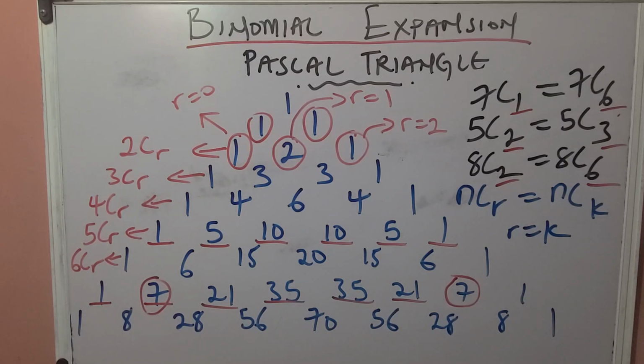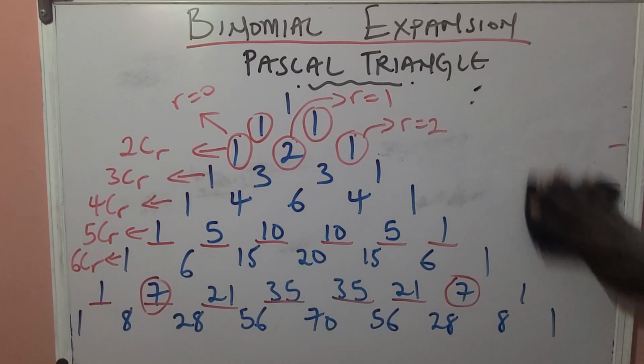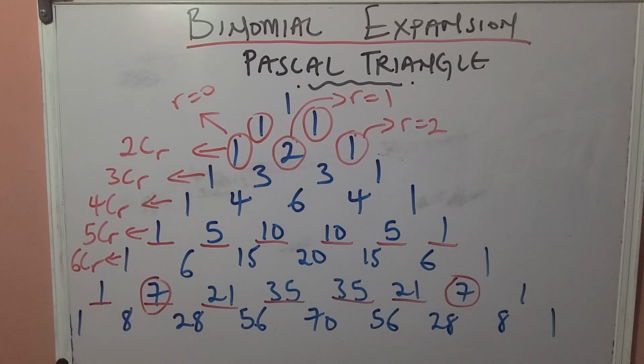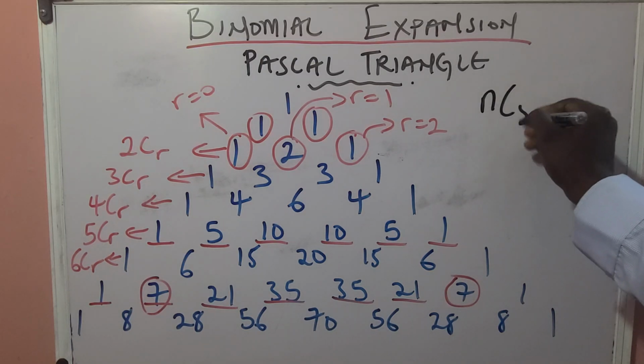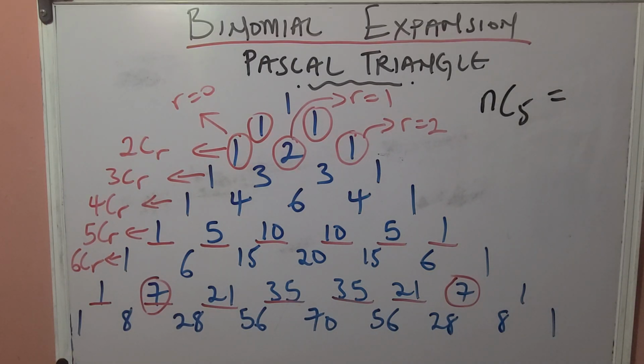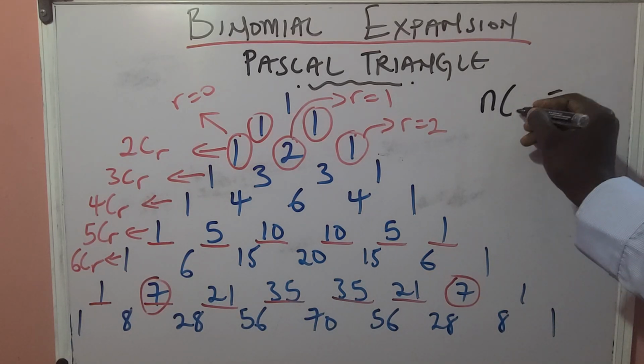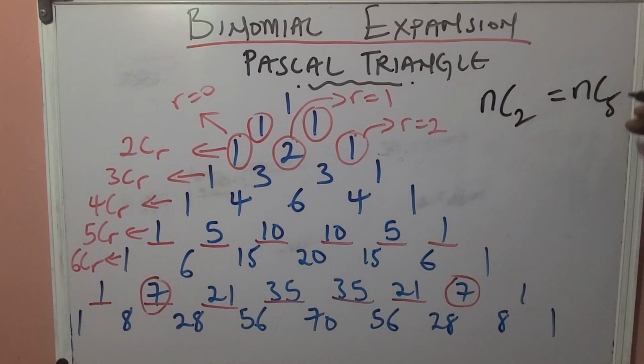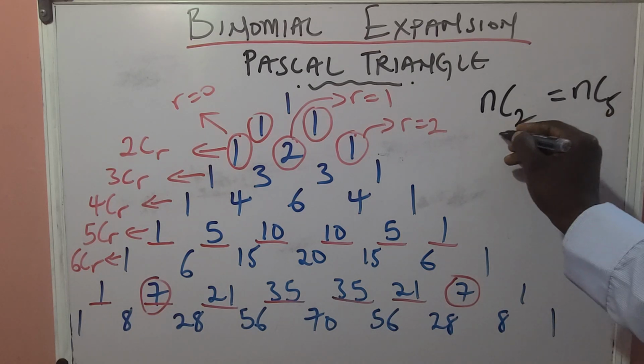And there is a lot of use of this particular theorem. Let's see a few of them. A question like this was given, and let me see how you cope with that. We were told that n combination 2 is equal to n combination 5, and you are told to find n.